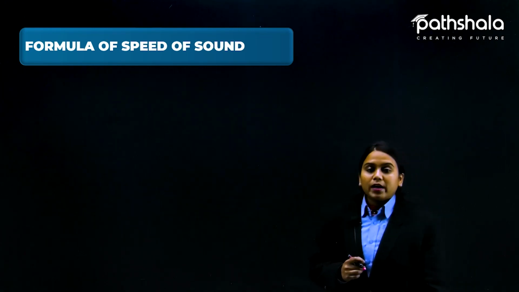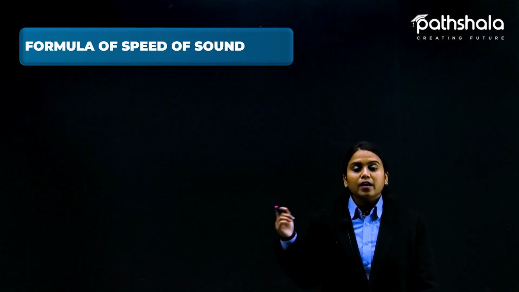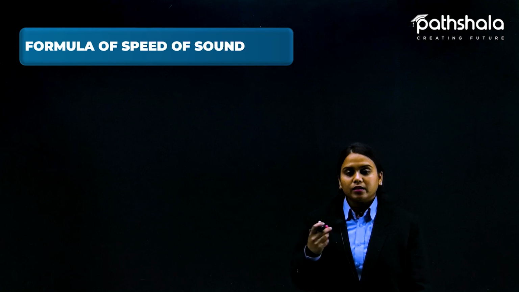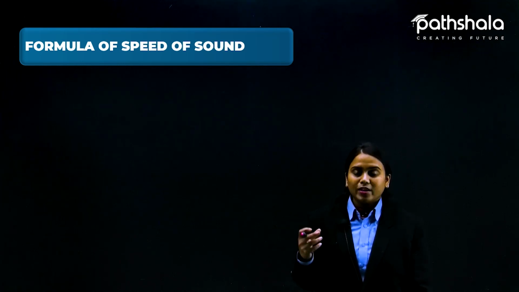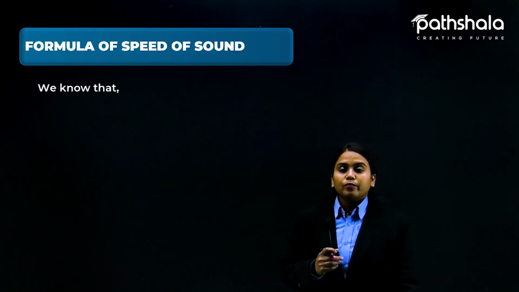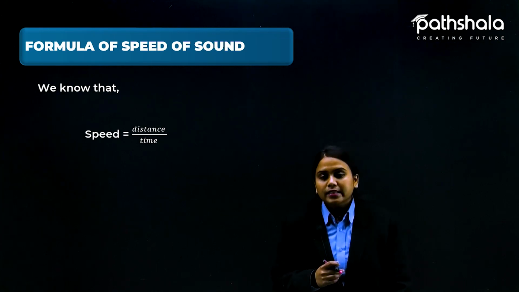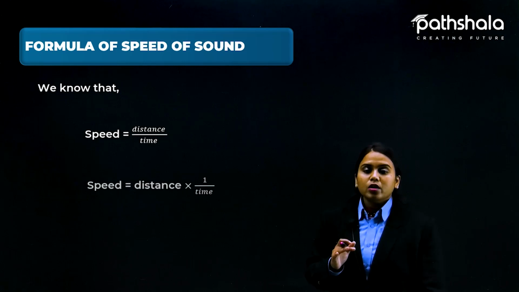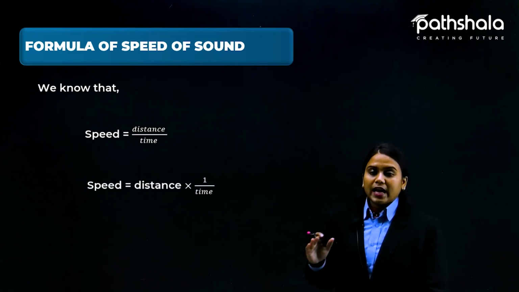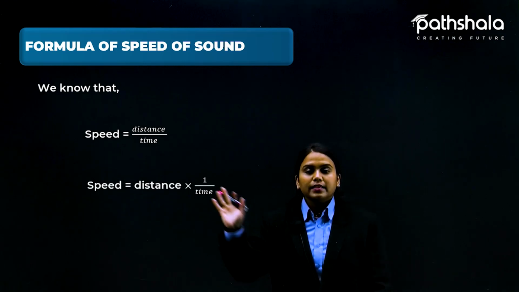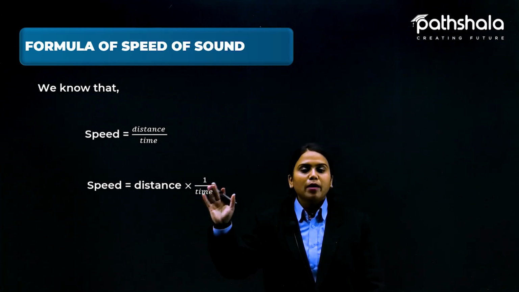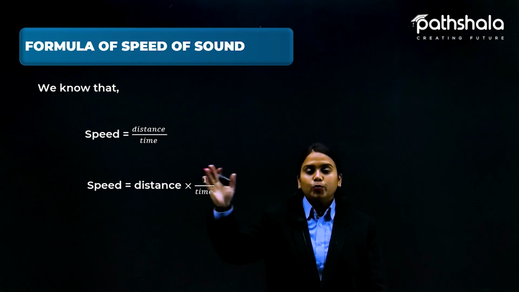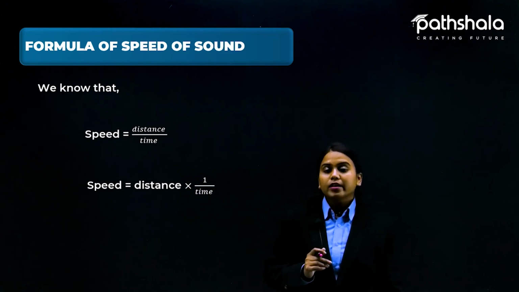But we can calculate it. So what was the formula? How can we find the speed of sound? We know that speed is distance upon time, which I have already written and shown to you. We can write it like this: speed is equal to distance multiplied by 1 upon time. Here 1 upon time indicates something that we did in an earlier part.